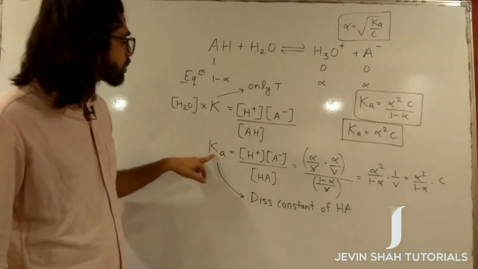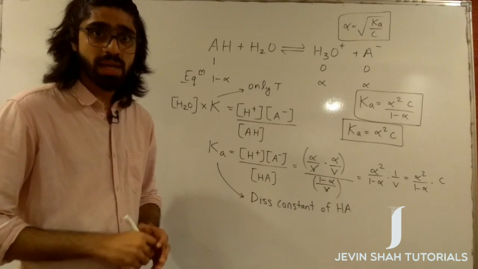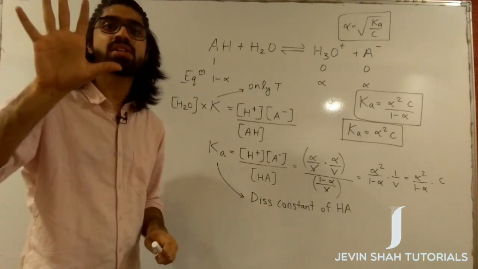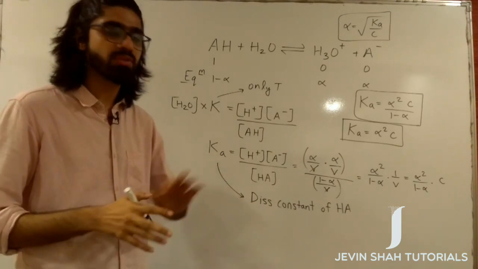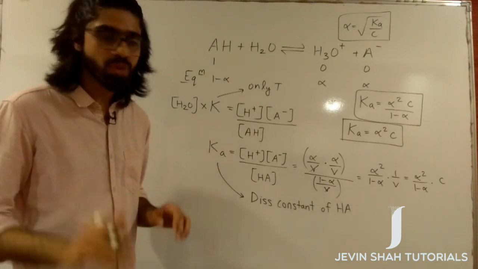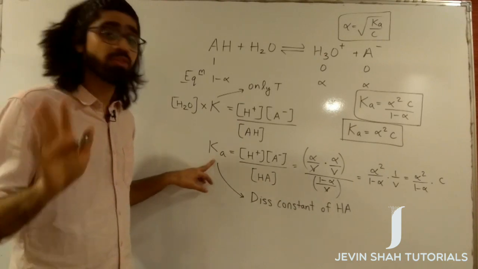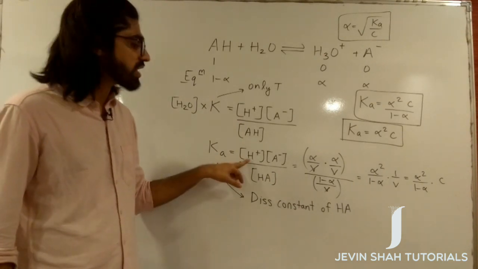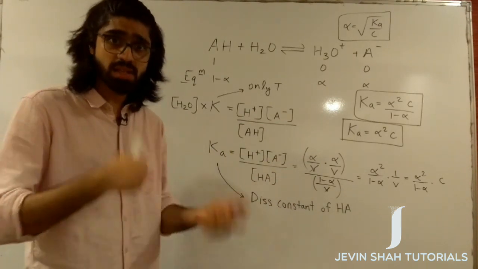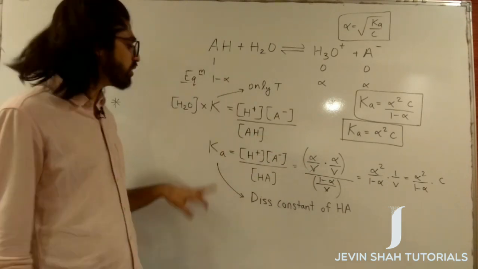So Ka is also a form of equilibrium constant. It will change only if the temperature changes. Anything else changes, the value of Ka will not change. For example, let's say suppose Ka for some reaction is equal to 5. If you change H plus, A minus, HA, this 5 will never change. If you try to change H plus, then the reaction will change H plus, A minus and HA in such a way that their multiplication will finally be equal to 5 only.